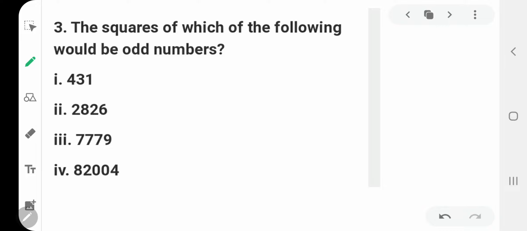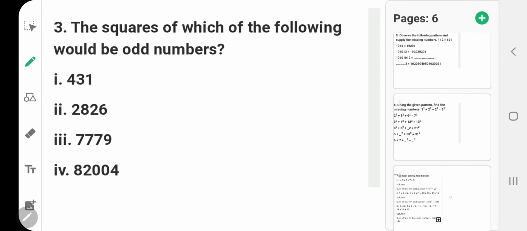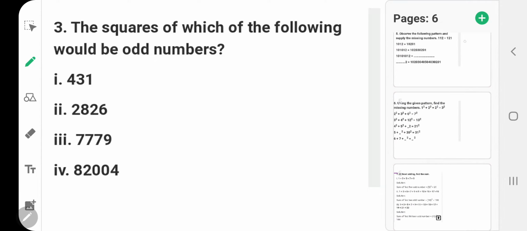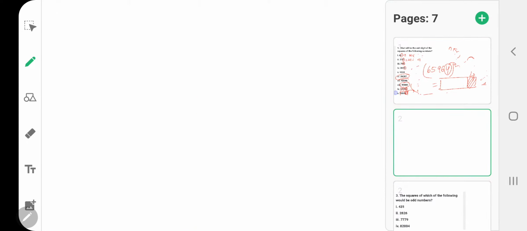Okay. Next we have to find the following numbers are obviously not perfect squares. Give reason why these numbers are not. I'm so sorry, I think I've skipped one page. By mistake I have skipped one page, so I'll take that. I'll write the question for you.